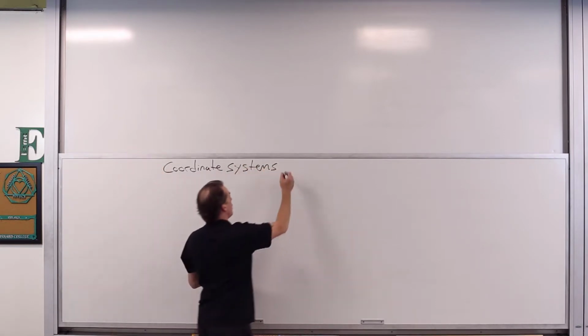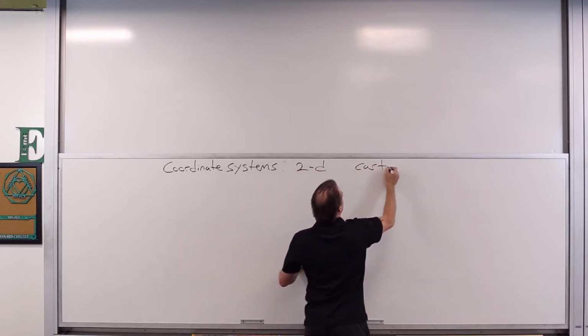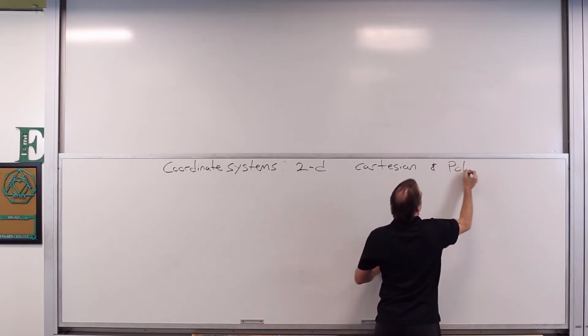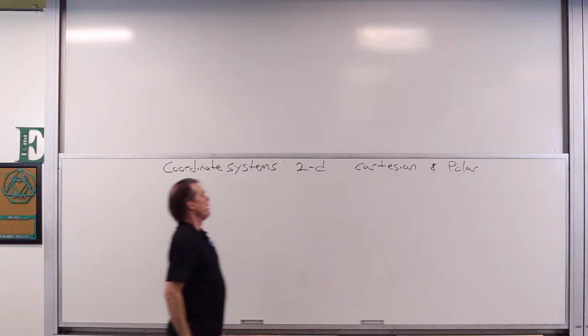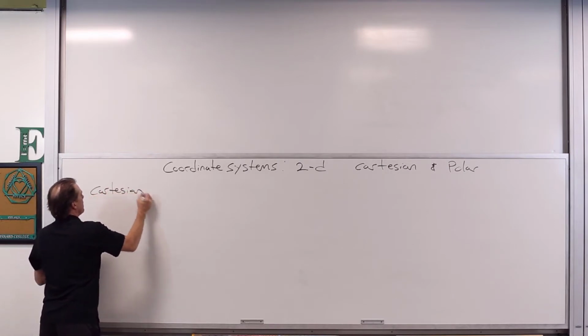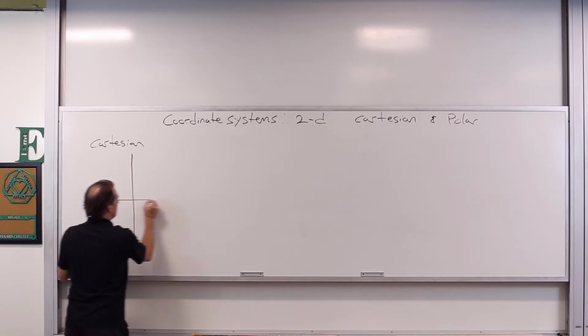coordinate systems, 2D, Cartesian and polar. So let's start with a Cartesian system, 2 dimensions. What do we got?